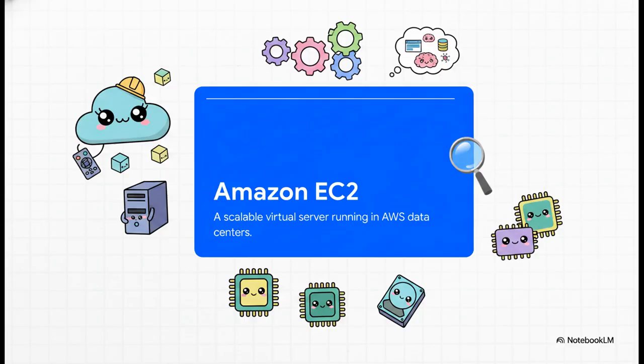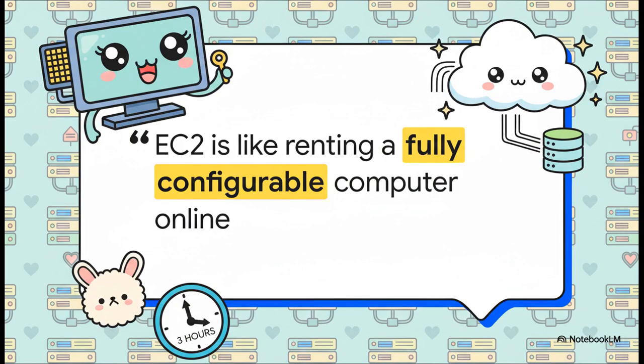numbers for machine learning. I love to think of it like this. EC2 is like renting a fully configurable computer online. You get all the power of a custom machine with absolutely zero hardware headaches. Think about the flexibility here. If you need a supercomputer for just 3 hours to process a huge batch of data, you can just rent one, use it, and give it back. You aren't stuck with a depreciating piece of metal gathering dust in a closet somewhere.